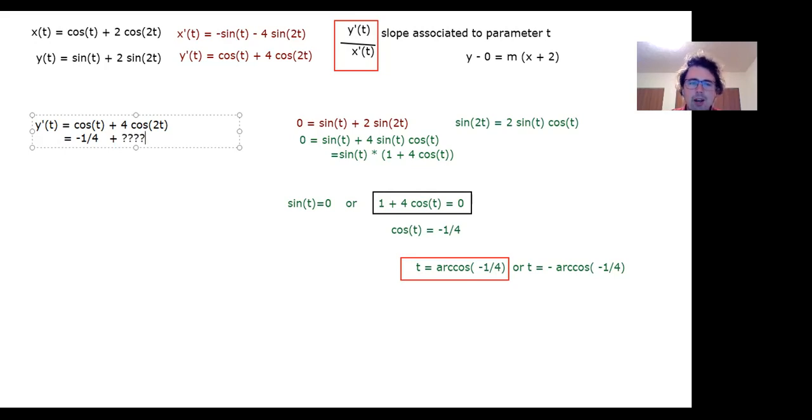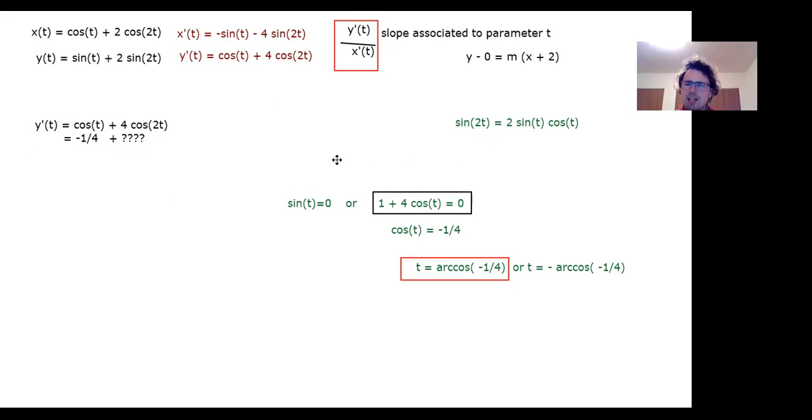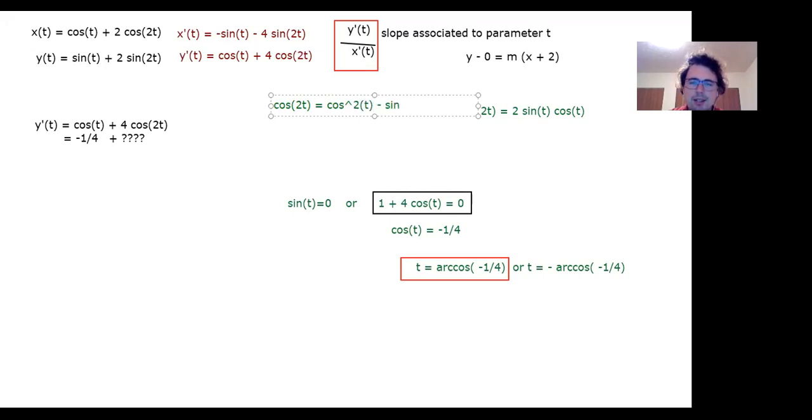But now, what am I going to do for this 4 times cosine of 2t? I'm not immediately sure what I'm going to do with that. So, how did I handle this problem of dealing with twice an angle before? I used the double angle formula. So it looks like I will need the double angle formula for the cosine function as well. Cosine of 2t is equal to the cosine squared of t minus the sine of t squared, or the sine squared of t. However you like to say the name of that function.